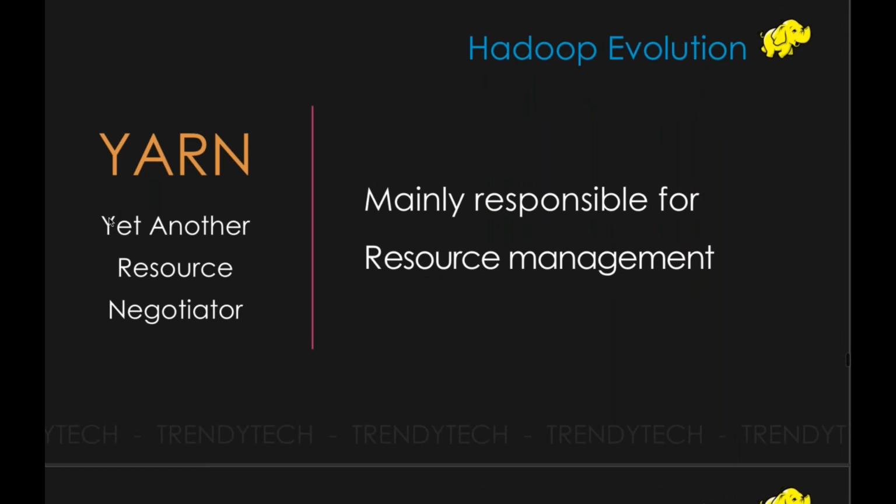The full form of Yarn is Yet Another Resource Negotiator. That means if someone wants resources, they will negotiate the resources from Yarn. And Yarn is mainly responsible for resource management. That means Yarn is nothing but a resource manager, like an operating system in a distributed environment.